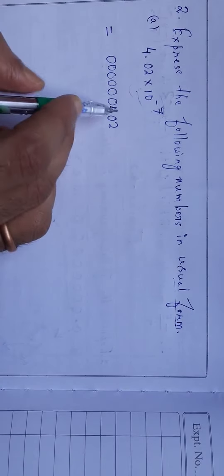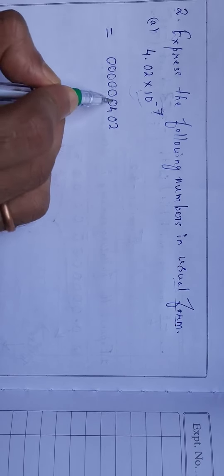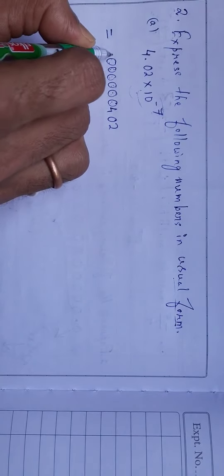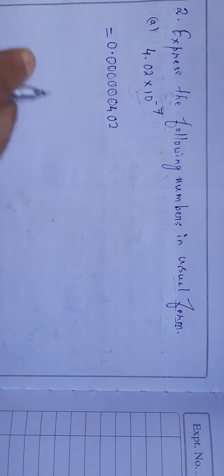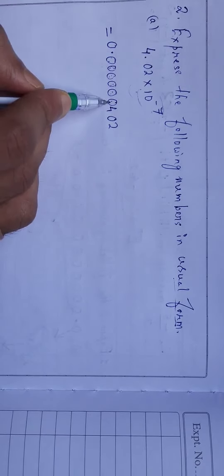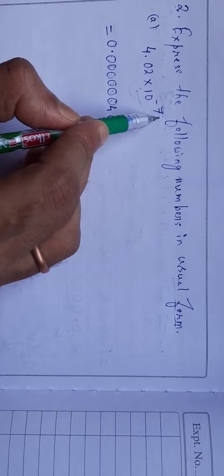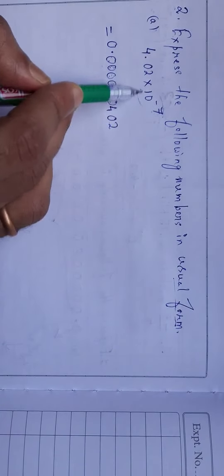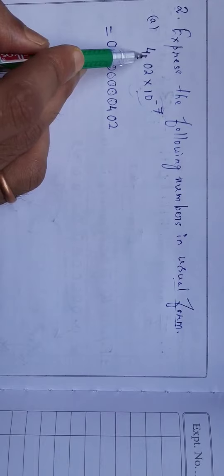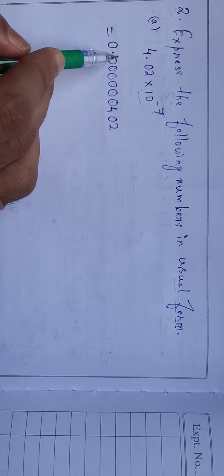Now if I go on counting the numbers, it will be 1, 2, 3, 4, 5, 6 and 7, and then this decimal point preceded by 0. So I have converted the standard form into the usual form, that is 0.000000402. Please, whenever you get such a question, see the exponent first. When you have to convert this into usual form and the exponent is negative, you shift the decimal point to the 7th place.